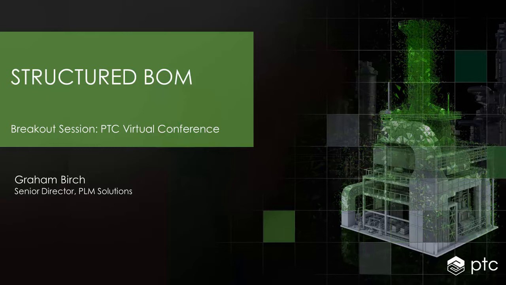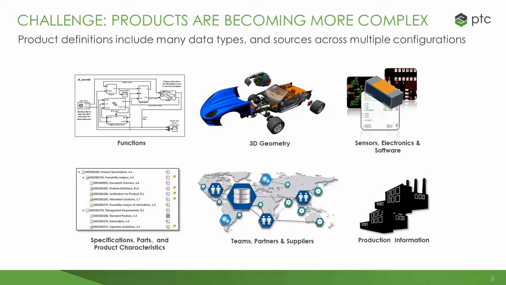My name is Graham Birch, and the focus of this breakout session is the structured bill of material. Today's manufactured products are complex, and are becoming increasingly complex as products that we once thought of as purely mechanical devices have evolved. In many cases, smart connected products are complex systems of mechanical, electrical, electronic, embedded sensors, onboard software, and even with parts of the product functionality moving off the product and into the cloud.